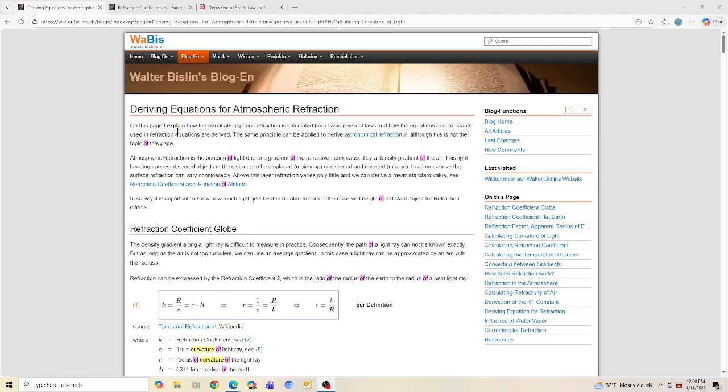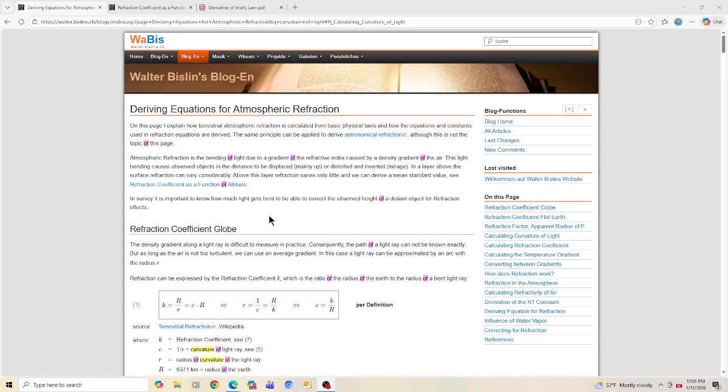So on this page, he explains how terrestrial refraction is calculated from basic physical laws and how the equations and constraints used in refraction equations are derived. The same principle can be applied to derive astronomical refraction, although it's not the topic of this page. I'll circle back on that one.